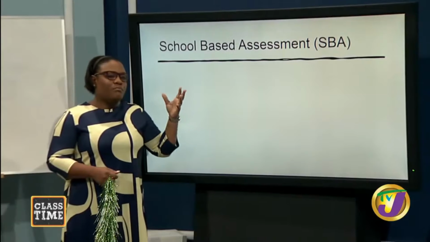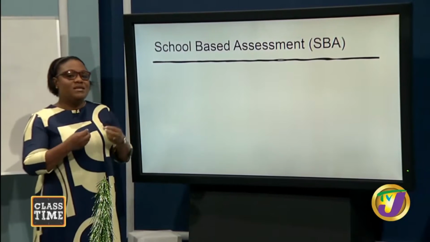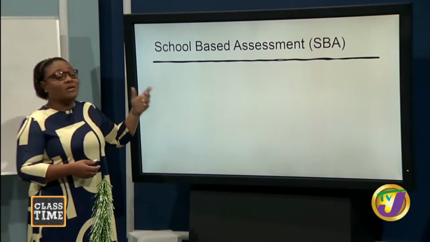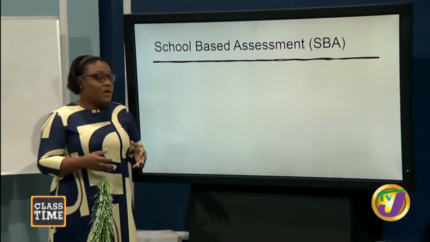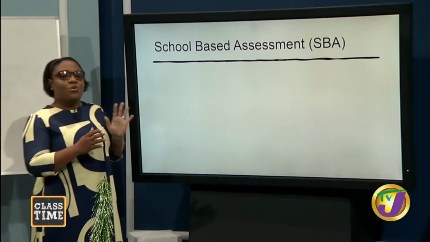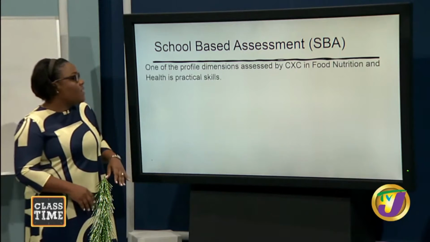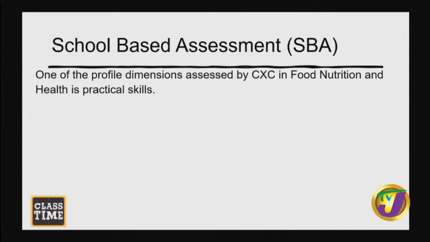Now, I mentioned earlier in the general objective that time planning is something that you need in order to complete your practical SBA. But what exactly is your SBA? And what exactly is time planning? So in order to know how we're going to go into time planning, we have to know what our SBA is. Your SBA is one of the profile dimensions assessed by CSEC in food, nutrition, and health: practical skills. There are three profiles that you're assessed in.